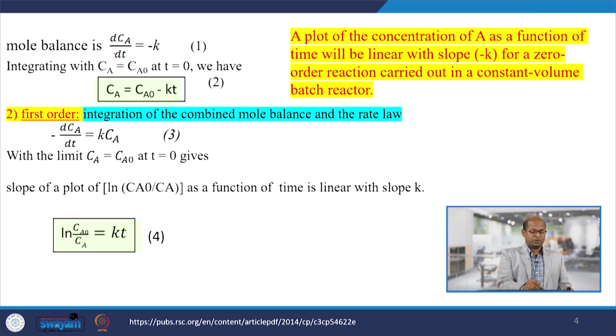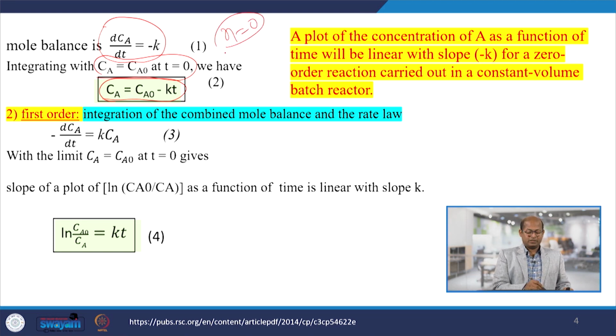Okay. So, here we can write dCA/dt equals minus k. Now, if we rearrange this equation and integrate with respect to the boundary conditions, t equals 0, CA equals CA naught, and t equals t, C equals CA. If we integrate this, we will get equation 2. So, this is for n equals 0, or zero order reactions.